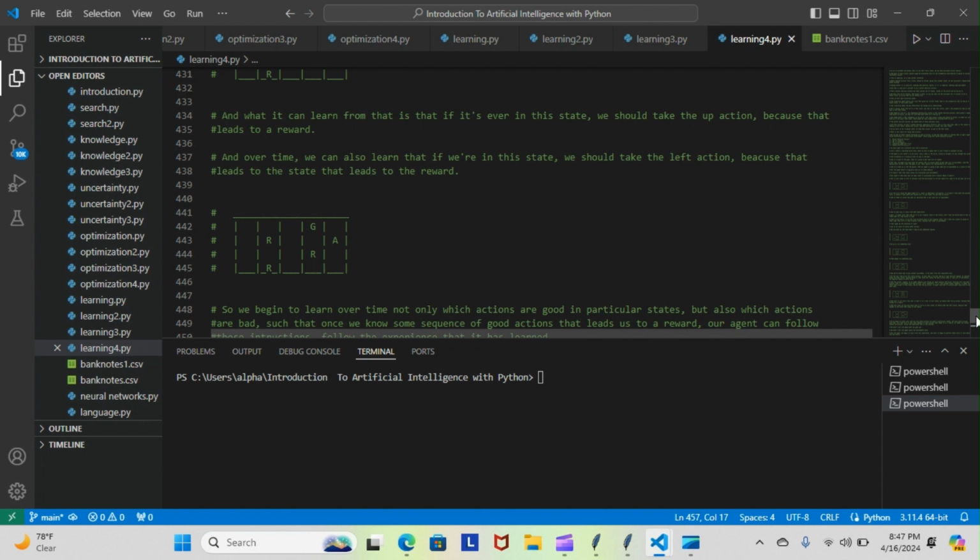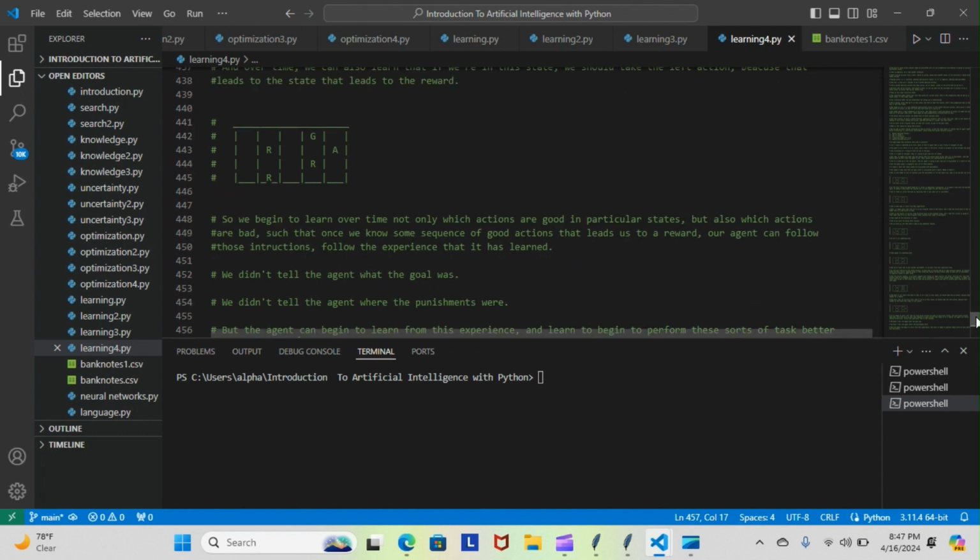And over time, it can also learn that if we're in this state, we should take the left action because that leads to the state that leads to a goal. And we're talking about this state here. If we're ever in this state, we know that we should go left because this state is the state that leads us to a goal because we've been here before and we've done it. So if we're ever in this state here, we know we should go left because that's going to lead to our goal.